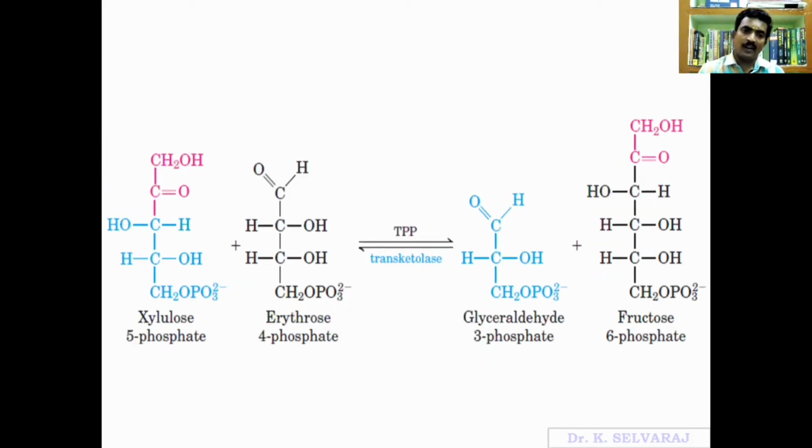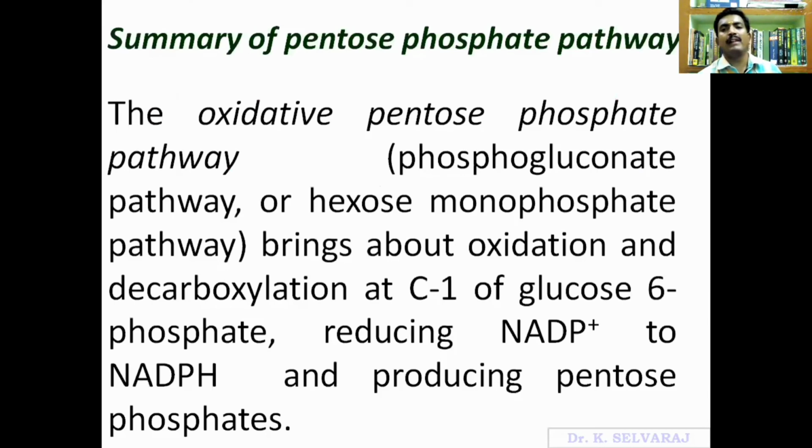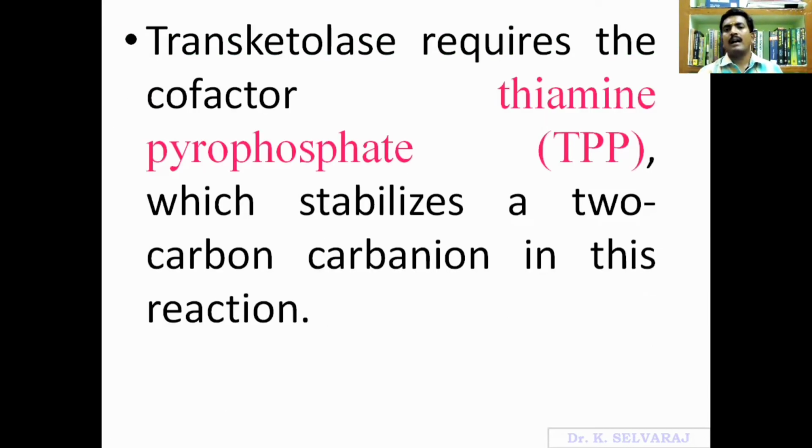Then xylulose 5-phosphate and erythrose 4-phosphate form glyceraldehyde 3-phosphate and fructose 6-phosphate with the same mechanism, with the help of the enzyme transketolase and the cofactor thiamine pyrophosphate. Transketolase is an important enzyme which requires the cofactor thiamine pyrophosphate. This thiamine pyrophosphate stabilizes a 2-carbon ion in this reaction. That is very, very important. Yes, the non-oxidative phase is finished.